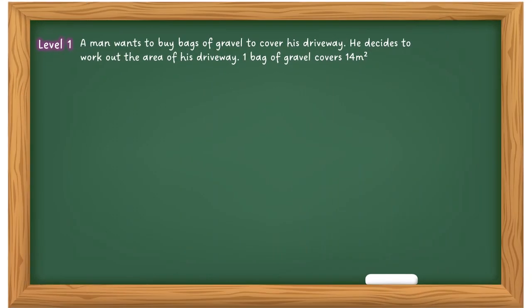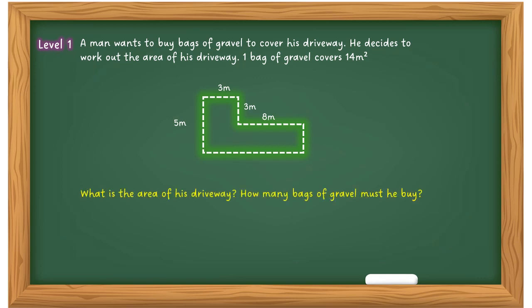Okay, let's look at a question at level 1. A man wants to buy a bag of gravel to cover his driveway. He decides to work out the area of his driveway. 1 bag of gravel covers 14 meters squared. Now you can see in this shape, you have to work out the area. So it's fairly simple. What is the area of his driveway and how many bags of gravel must he buy?